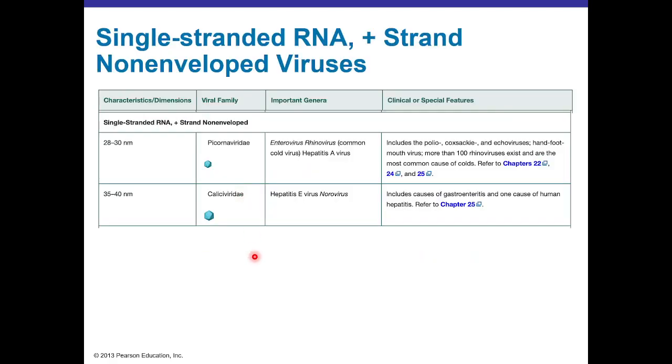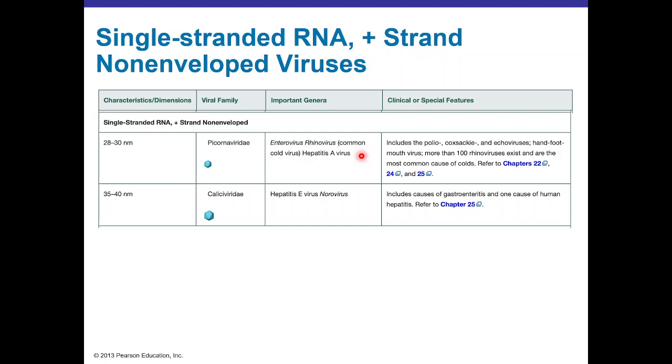Mumps virus. Single-stranded RNA viruses that are plus strand, non-enveloped. We have two families: Picornaviridae and Caliciviridae. In the Picornaviridae family, you have enteroviruses, rhinoviruses, and hepatitis A virus. Rhinovirus is the agent that causes the common cold, and enteroviruses infect the enterocytes of the digestive system, causing diarrheas.